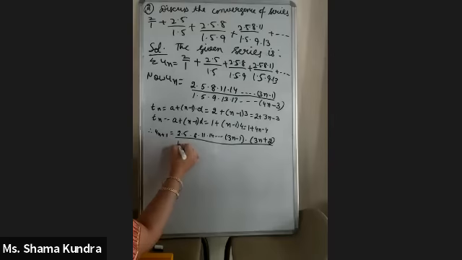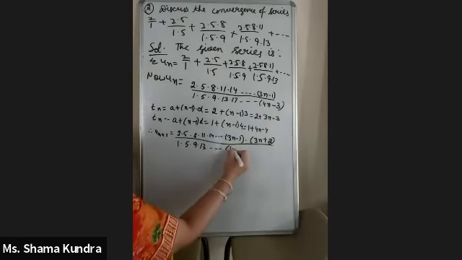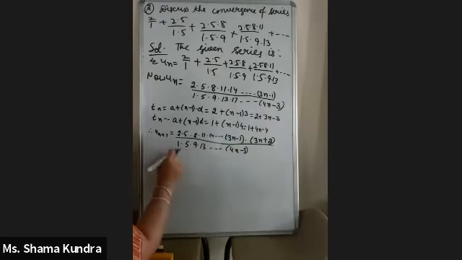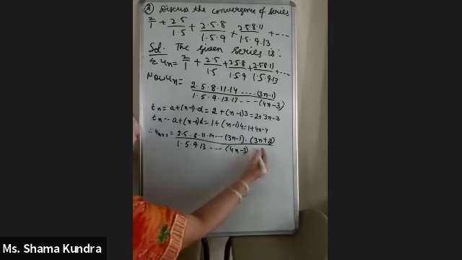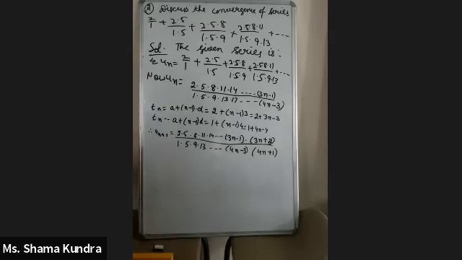For denominator, 1, 5, 9, 13. Must write last term. Never skip last term. And add, difference is 4. Add 4. Minus 3 plus 4 will be 4n plus 1. Note, never skip 3n minus 1 and 4n minus 3. Otherwise, confusion will be created.